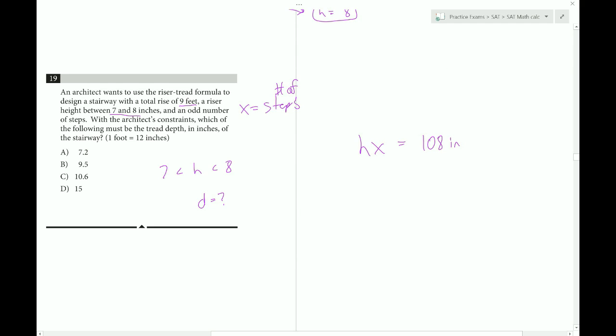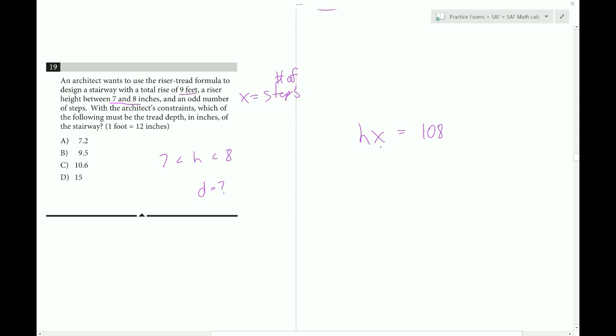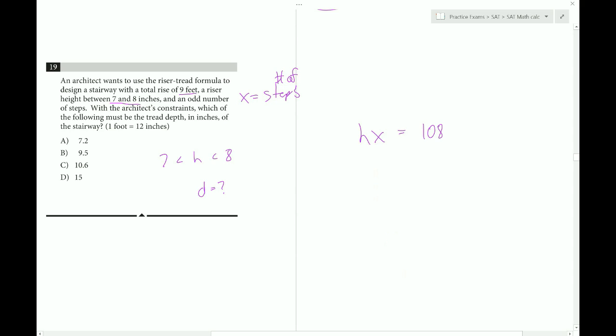Okay. 108 is what that's going to equal. Alright, so we need to know sort of what ballpark we're in. So let's just take 108, divide it by 7 and 8. 108 divided by 7, 108 divided by 8. So we're somewhere between 13.5 and 15.4 for the number of stairs.